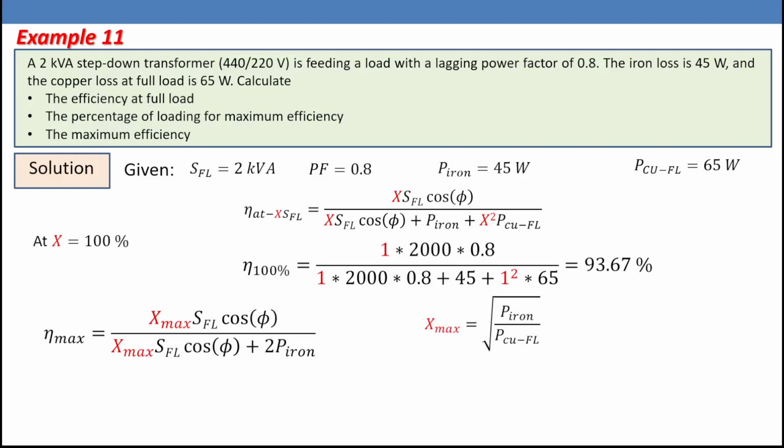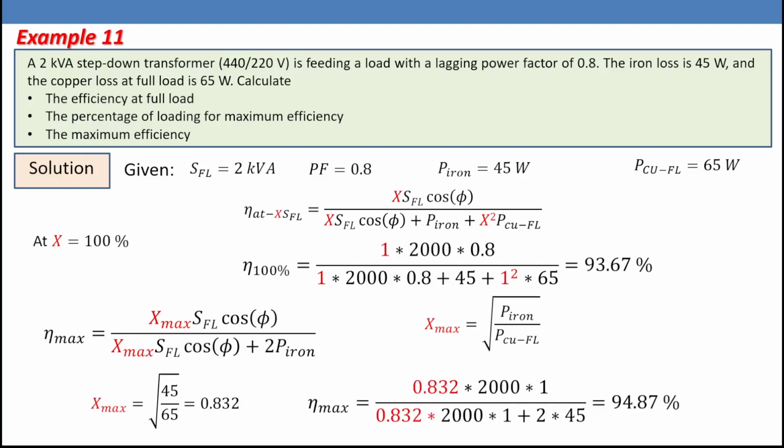So what is x maximum? Root P iron over P copper at full load, and that gives you 0.832. So eta maximum equals 94.87%. Why did I give you this example? I need to show you that at full load, which is 100%, the efficiency is lower than at the maximum point where x maximum equals 83.2%. So please take care. It's not necessary to have the maximum efficiency at full load, and usually it doesn't happen at full load.